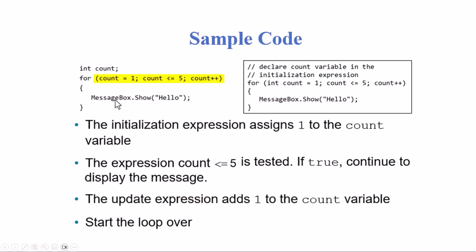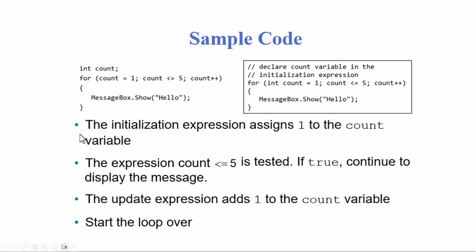So it does this code right in here. Message box, show hello. It'll do this over and over again. Do it once. It'll come back and increment the counter and then test it. It'll keep going through this cycle. When it finally reaches the point where it's not less than or equal to 5, it fails this test, then it will go through the block and end.